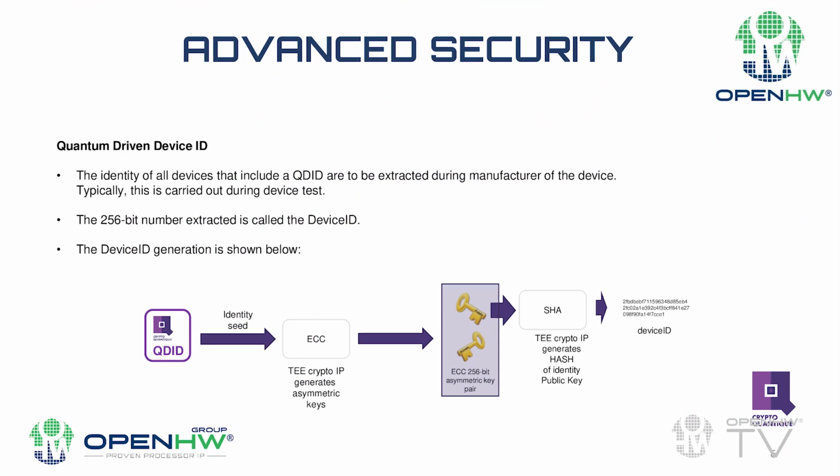So for the identity, basically what you do is you take an identity seed out of the device and you create a cryptographic key pair, and you hash the public key, which gives you this 256-bit number, and that is then the quantum identity of the device, which of course it can prove because it has the private key. So that's just giving you an idea of how the identity works.